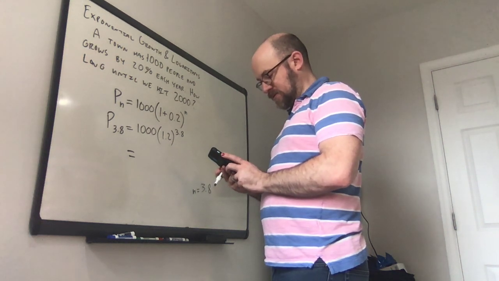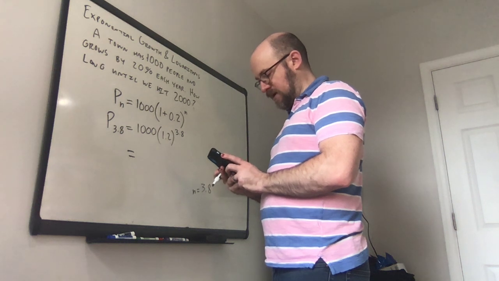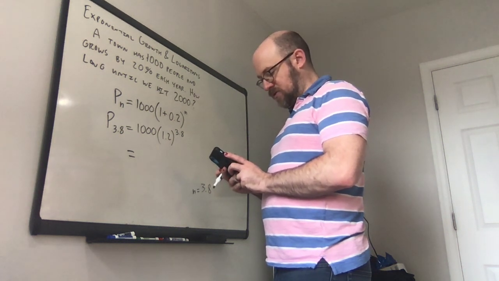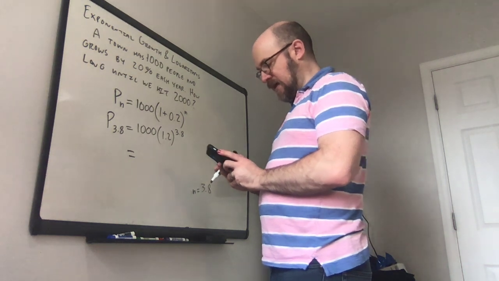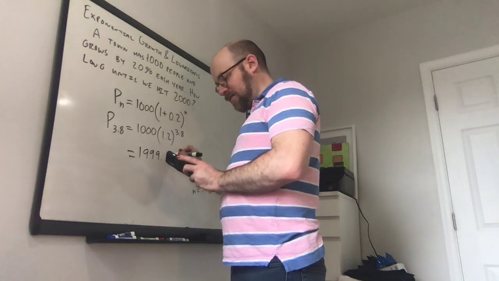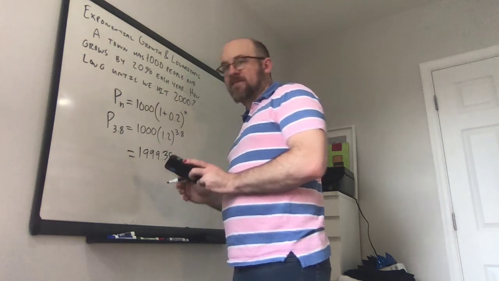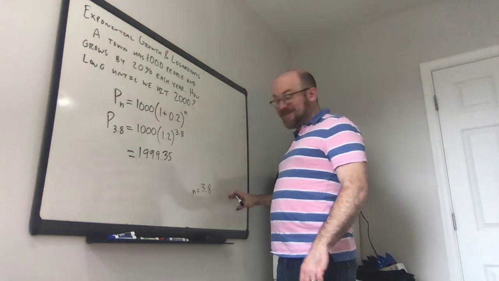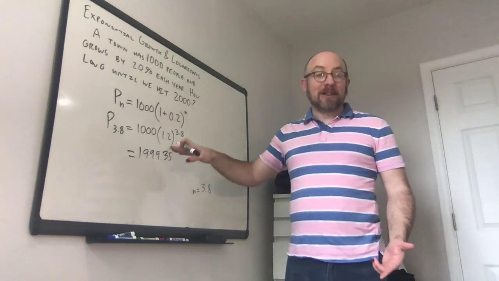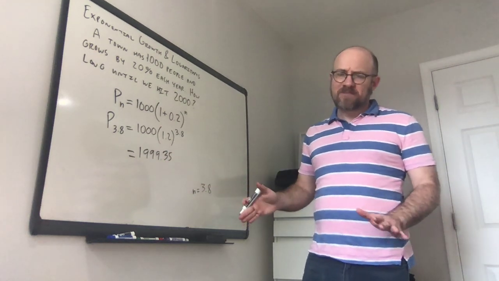1,000 times 1.2 to the 3.8 gives us 1999.35. Okay? So notice, because I left off that 3.802, which didn't seem like that much, I did end up a little bit off. This is pretty close. Okay?